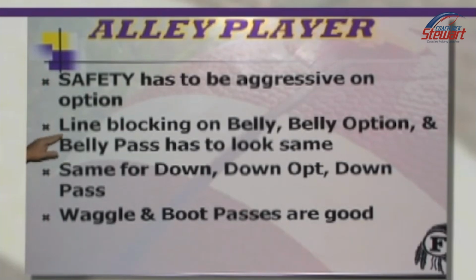We really emphasize that the line blocking has to be the same, whether it's belly, belly pass, or belly option. We want our tackle coming down hard and our guard aggressively log blocking, because most teams are going to teach that safety to read the last man on the line of scrimmage. So they've got to look the same, and we really impress upon that all year long, not just the weeks we play the 4-3 teams.